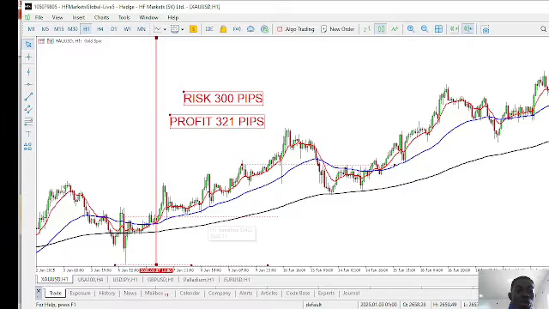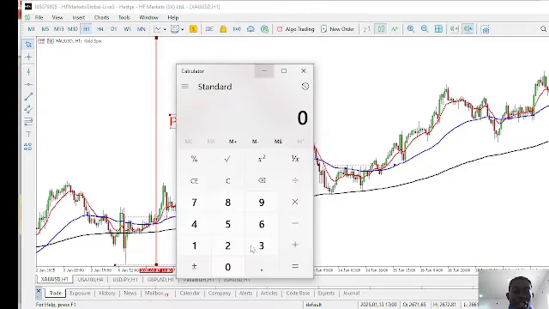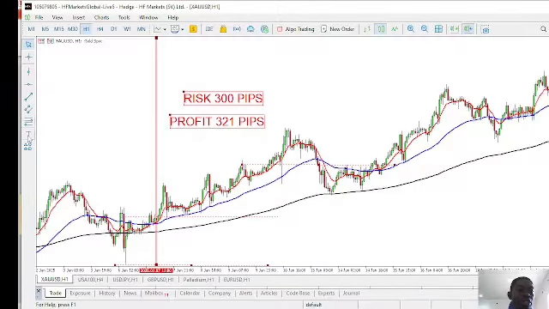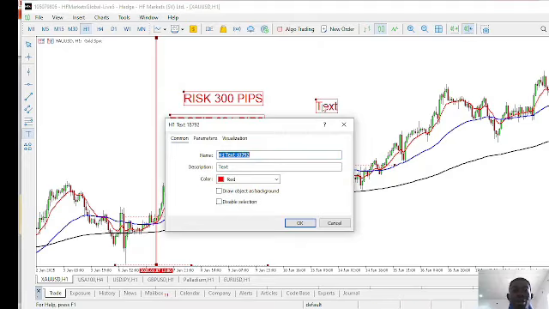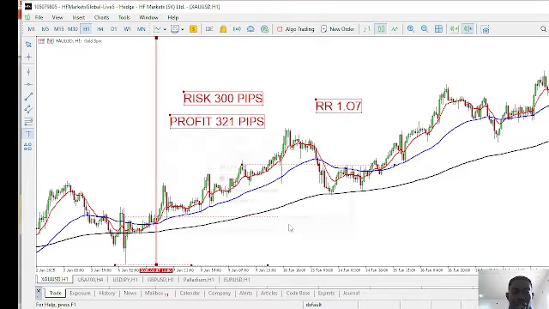And so what is my risk to reward ratio? My risk to reward ratio is 321 divided by 300. My risk to reward ratio is 1.07. That is my RR. Okay, and that is that for that one. So when the red line also crosses the blue line from up down again, I'm going to be selling.